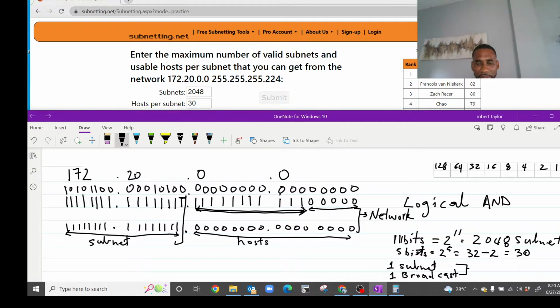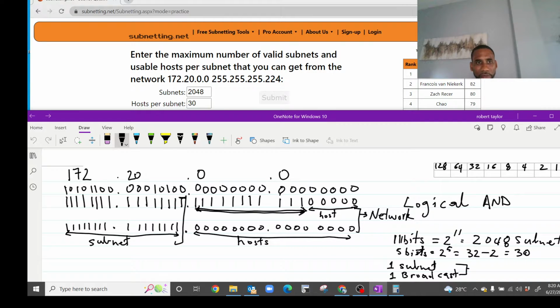And then after we looked at the ones, we looked at what's left, which are the zeros, and we found out that we had 5 zeros left. So these are what we would use to assign to hosts. So we found out that if we want to know how many different combinations of ones and zeros you can have here to represent different hosts, you raise 2 to the power of the number of bits, which was 5, and that gave us 32.